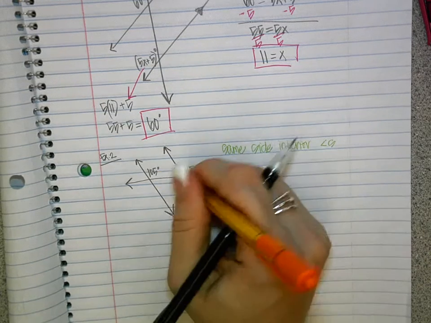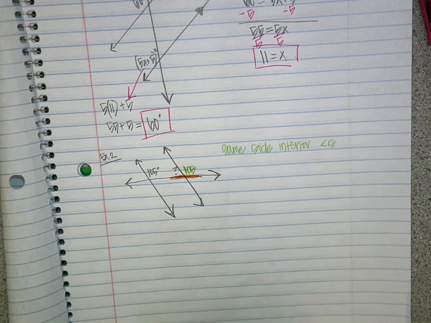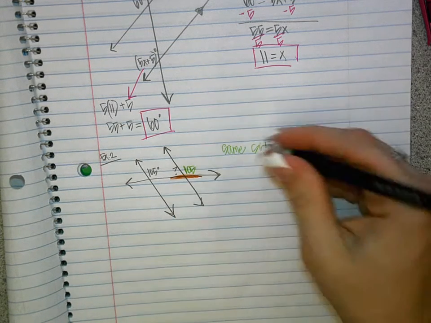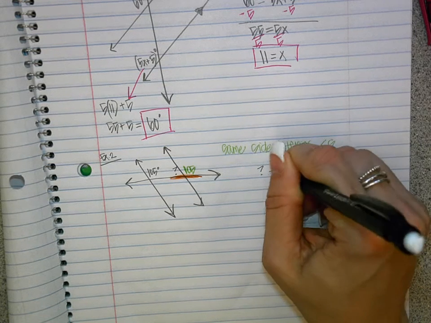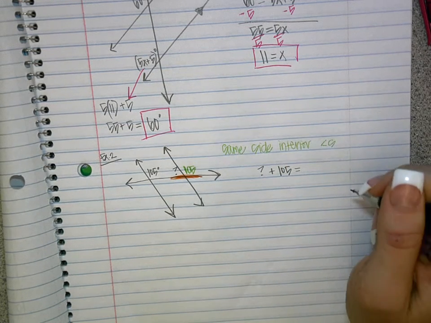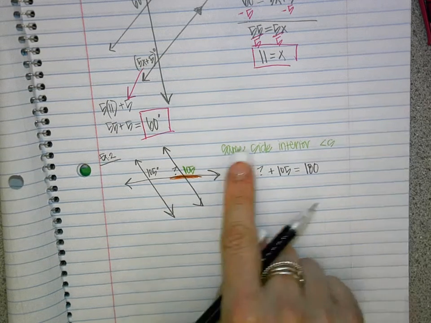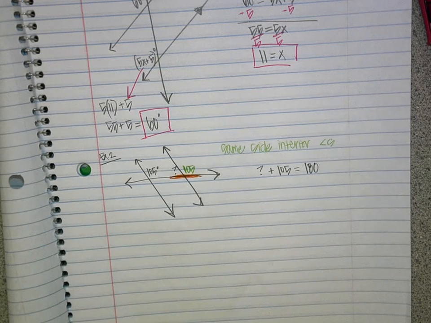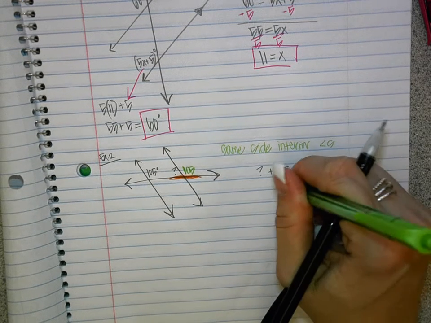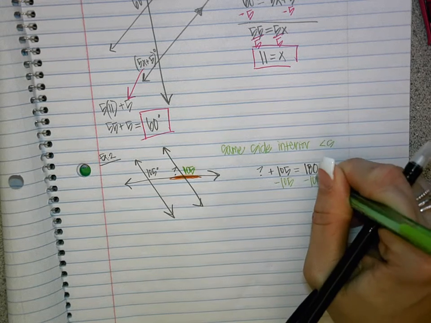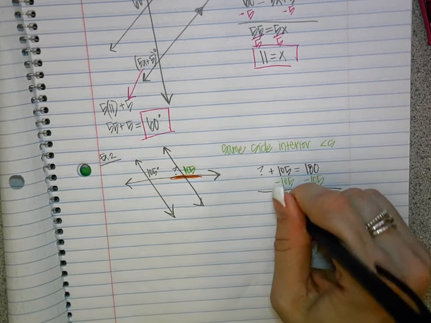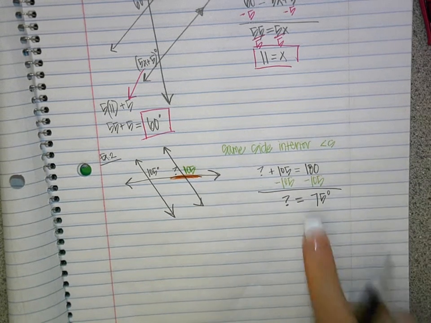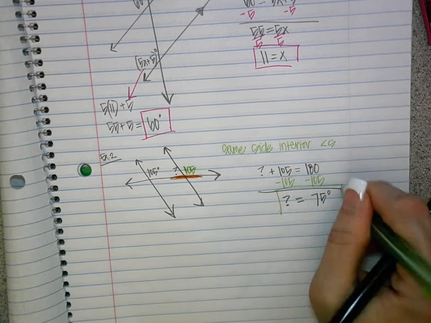Then my question mark, what I don't know, and 105 together make a straight line. So if I added them together, question mark plus 105 is equal to what? 180. Which is what same side interior angles do. So 105 plus the question mark is equal to 180. Then to get the question mark by itself, you would subtract 105. So if you subtract 105, you get that your missing angle is equal to what? 75 degrees. So this one you really only have one part to find.